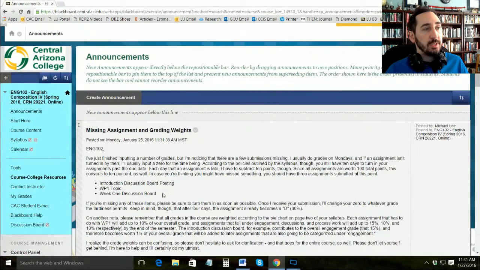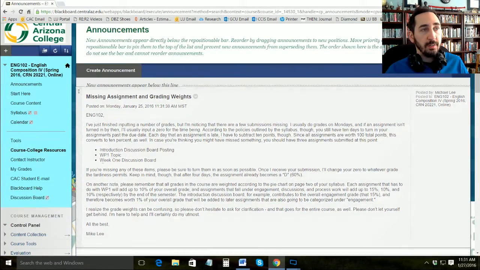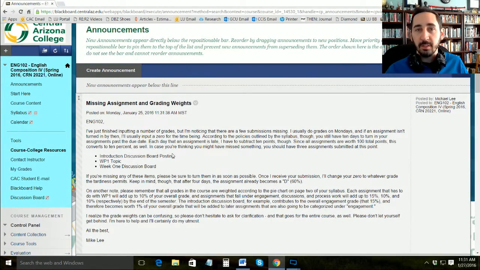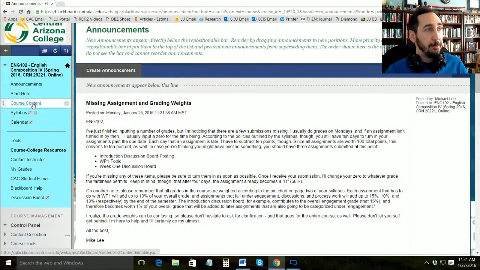The announcements, make sure you double check this, make sure you're getting all the assignments done. I'm pretty sure everybody turned in what they were missing. Then also make sure you pay attention to the grading weights. That's found on page 2 of the syllabus. It just breaks down writing project 1, 2, 3, the discussions, engagement, and things like that into certain weights. So everything's weighted, which I explained here. Make sure if you have any questions about that, you let me know.